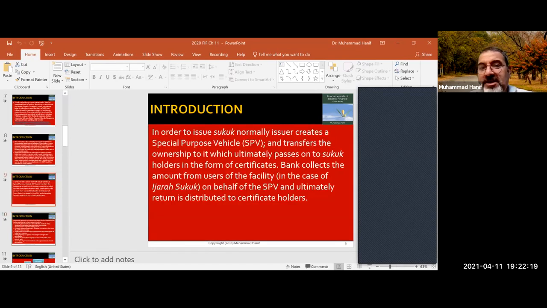In order to issue Sukuk, normally the issuer creates a special purpose vehicle and transfers the ownership to it, which ultimately passes on to Sukuk holders in the form of certificates. Bank collects the amount from users of the facility in the case of Ijara Sukuk on behalf of the SPV and ultimately the return is distributed to certificate holders. So actually, when you are selling your building, the people who are buying your Sukuk are not in front of you so that you can make an agreement of sale and purchase. So what you do, you create a SPV, special purpose vehicle, which works as a trustee on behalf of the Sukuk holders. So you are dealing with that SPV as a trustee for the Sukuk holders.